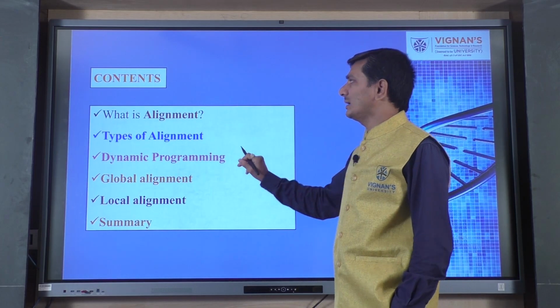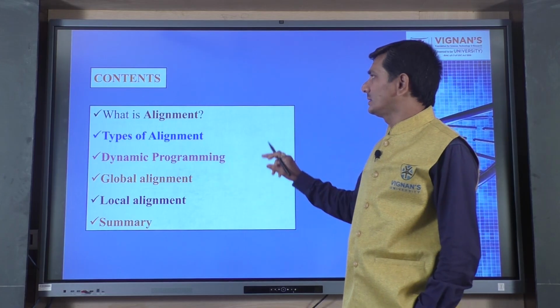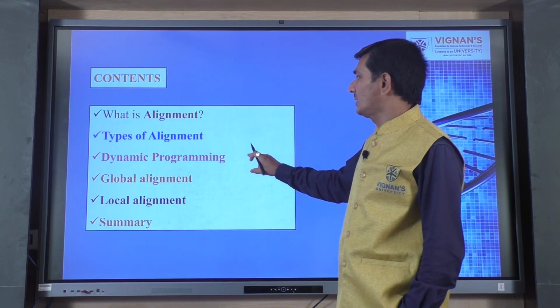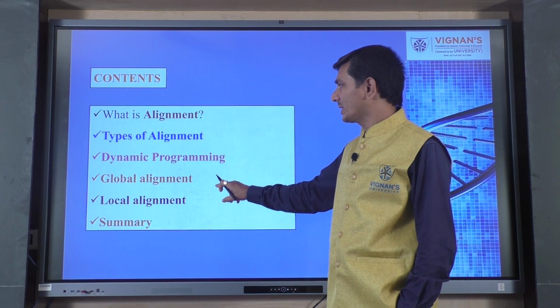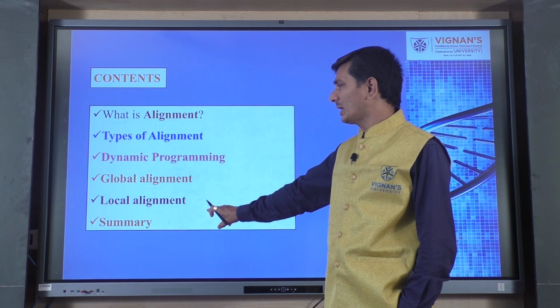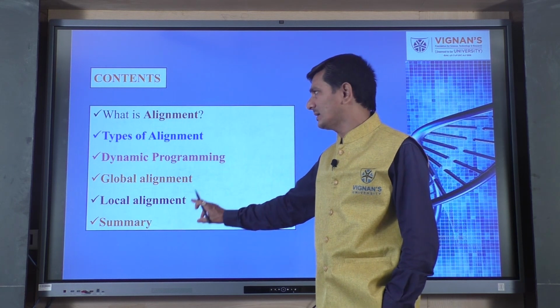So, coming to the contents that we are going to discuss today. The first one is what is an alignment, the different types of alignment, followed by dynamic programming and then types of alignments. There is global alignment followed by local alignment, and finally, we are going to summarize the topic.